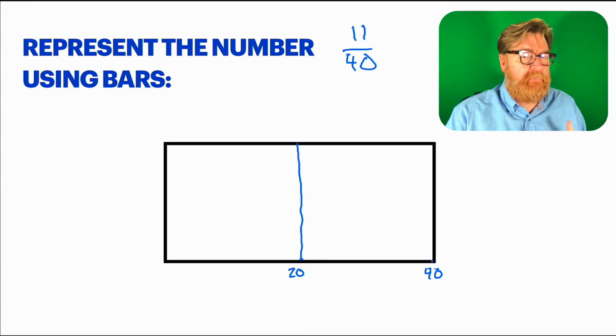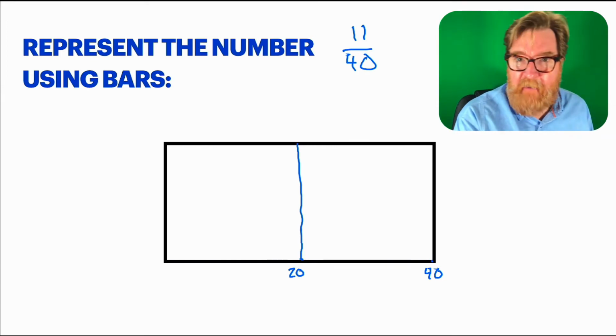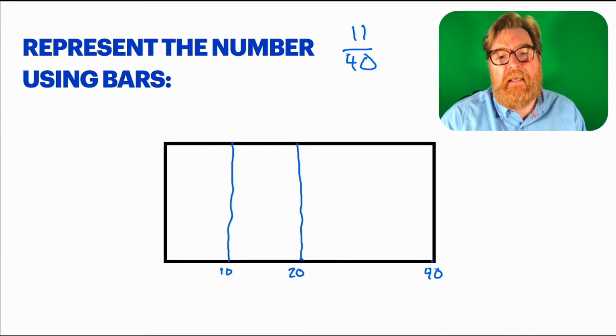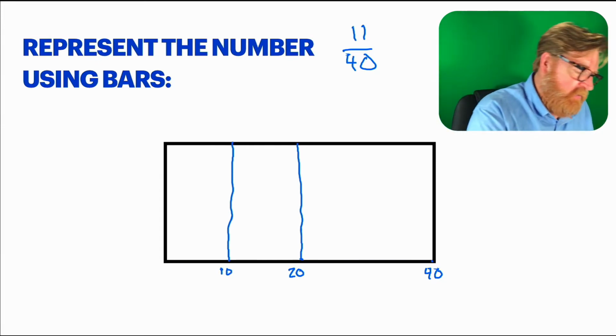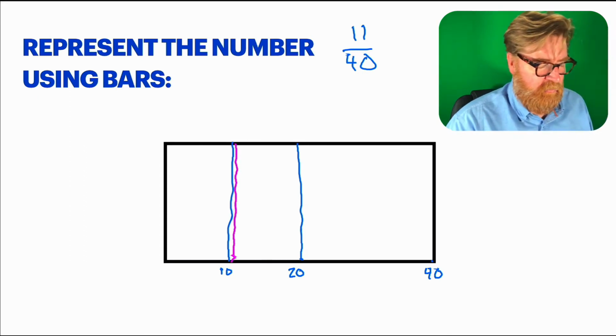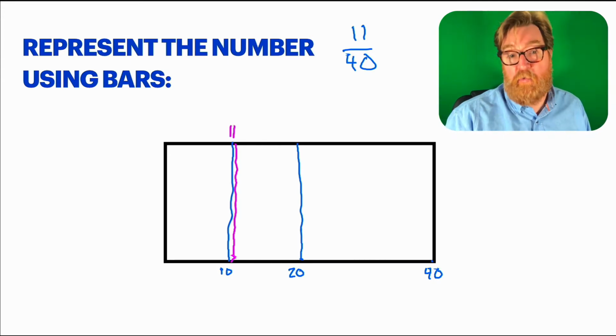Well, that means I need to keep subdividing. Let's try this half thing again. Those are important benchmarks. Half of 20 is 10, right there. And that tells me that 11/40 should be just to the right of the 10th. That's where the 11/40 would be.